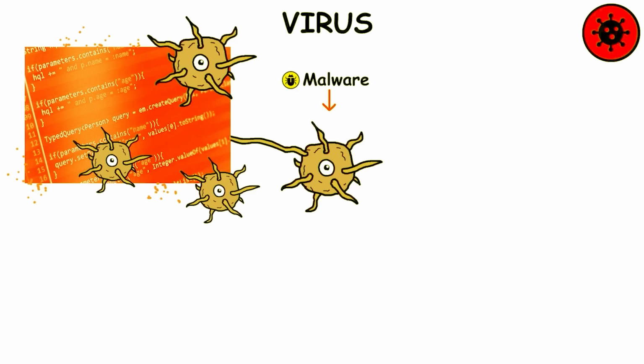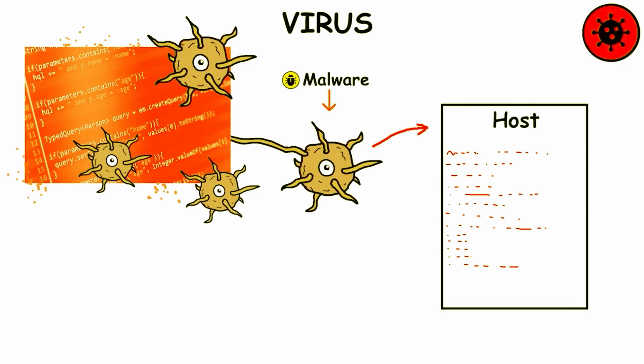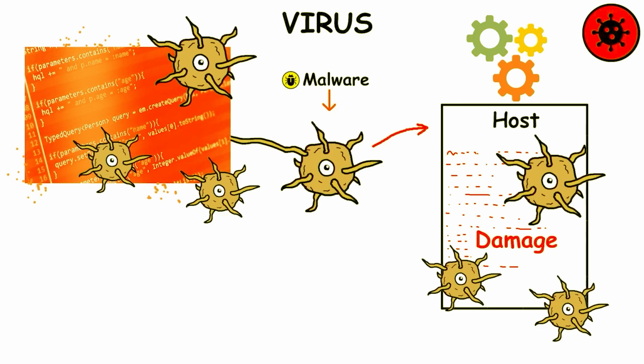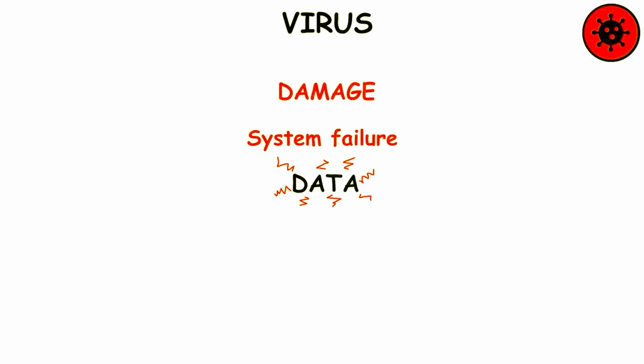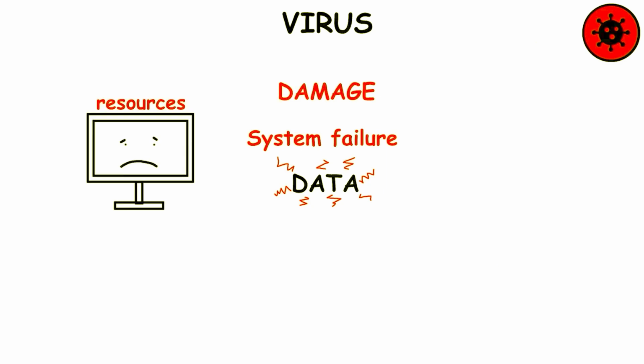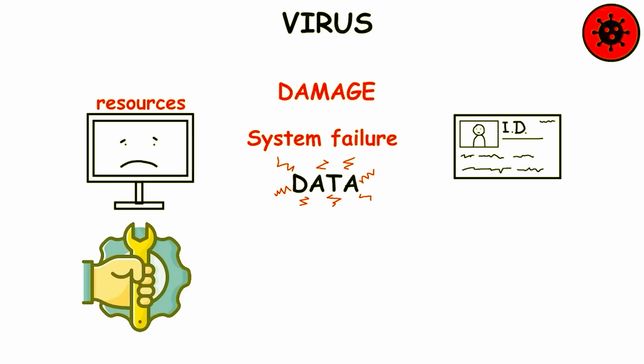Just like with biological viruses, viruses generally require a host program, writing their own code into it, and when the host program runs, executing their own code first, it causes infection and damage. It usually causes damage due to causing system failure, corrupting data, wasting computer resources, increasing maintenance costs, or stealing personal information.